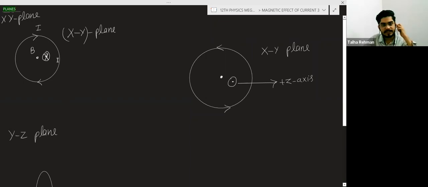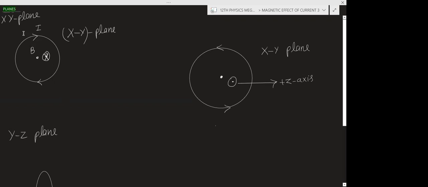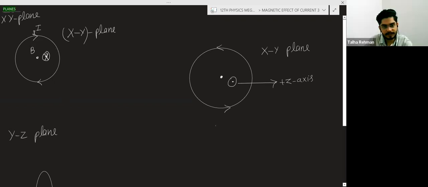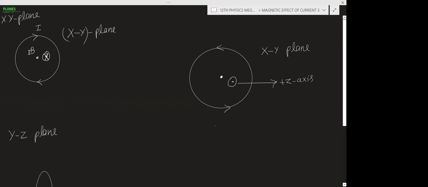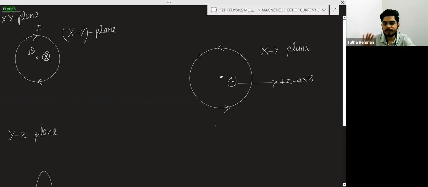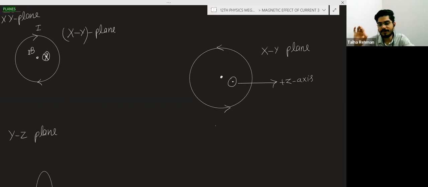Okay. This is a circular wire. And in this circular wire, the direction of current... are you getting the direction of the current? Yes. So what do you have to do now? You have to apply the modified right hand thumb rule. I have discussed the modified right hand thumb rule here.